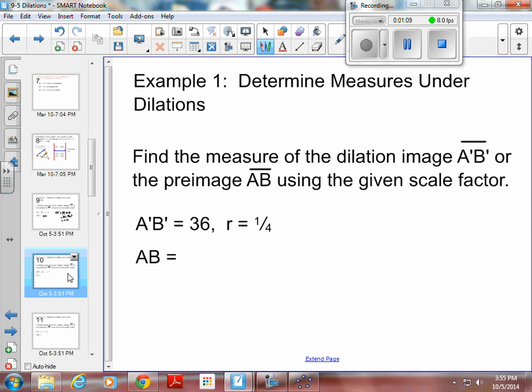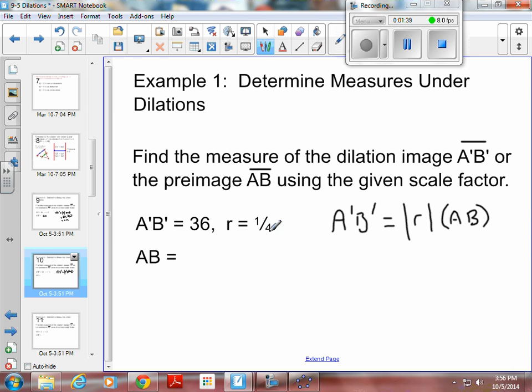Let's look at another one. So now I give you what the distance of my image is. My distance is 36. It was under a scale factor of 1/4. So again, my formula was A prime B prime, the distance of my image, is equal to the absolute value of my scale factor times the length of my pre-image. AB is my pre-image.